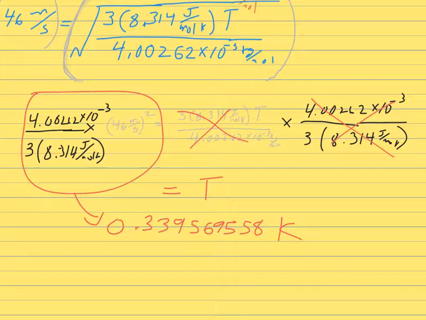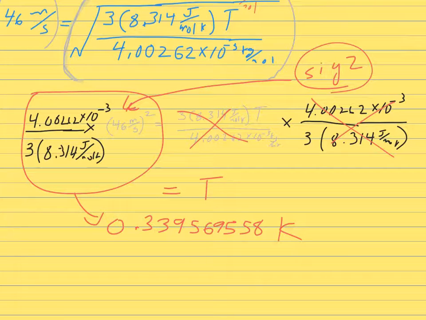They were really nice to us. If you look at what they did, the only number they gave us in this problem was that 46. Everything else we pulled from other sources, so it's that 46 that really limits our sig figs to 2 sig figs. So we've got 0.3396 Kelvin as our temperature.